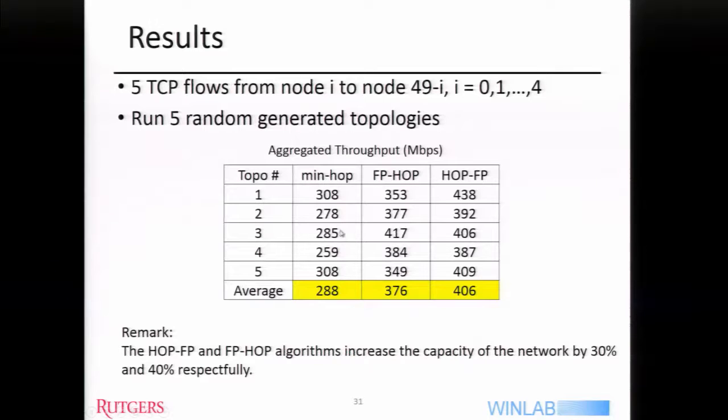And then we show some results. If there are 5 TCP flows in the network, each from node I to node 49 minus I, and we randomly generate 5 topologies, we find that on average, both heuristic algorithms increase the capacity of the network a lot, because these routing algorithms consider spatial reuse. So that's why both algorithms achieve much higher capacity.